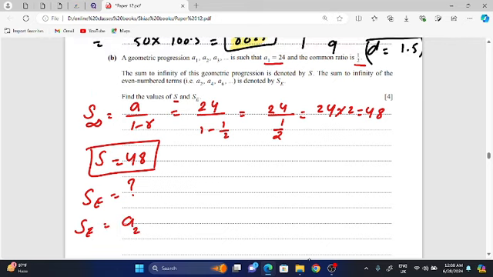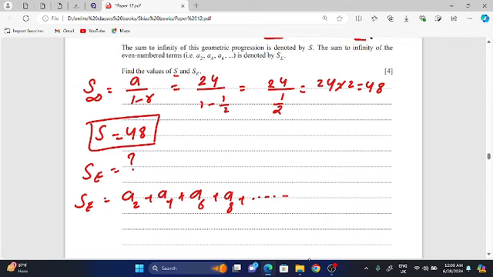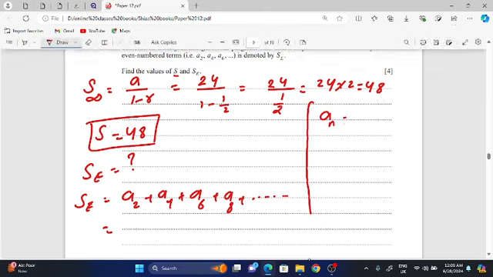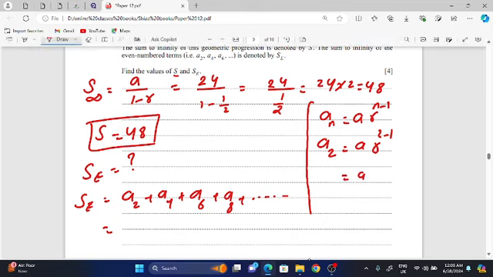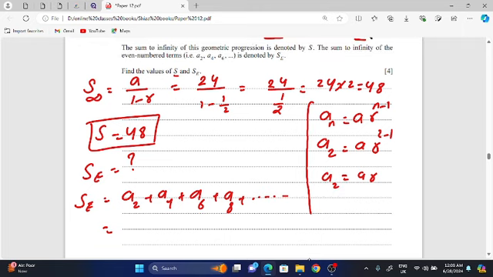SE contains A2 plus A4 plus A6 plus A8 plus so on, all the terms that are even in nature. A2 could be written as, if you remember the geometric progression general formula, An is equal to A times R raised to the power n minus 1. I need to find A2, so for A2 I will write A2 is equal to A times R raised to the power 2 minus 1, that is coming as A times R. This is the value of A2.